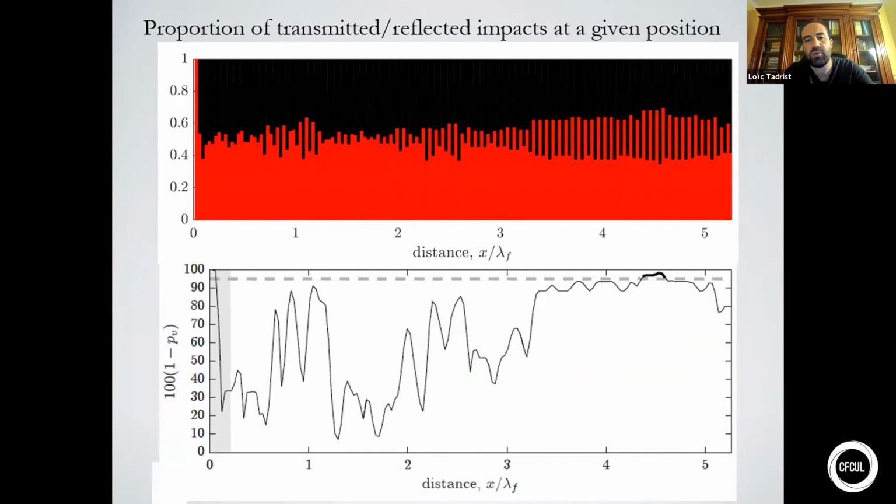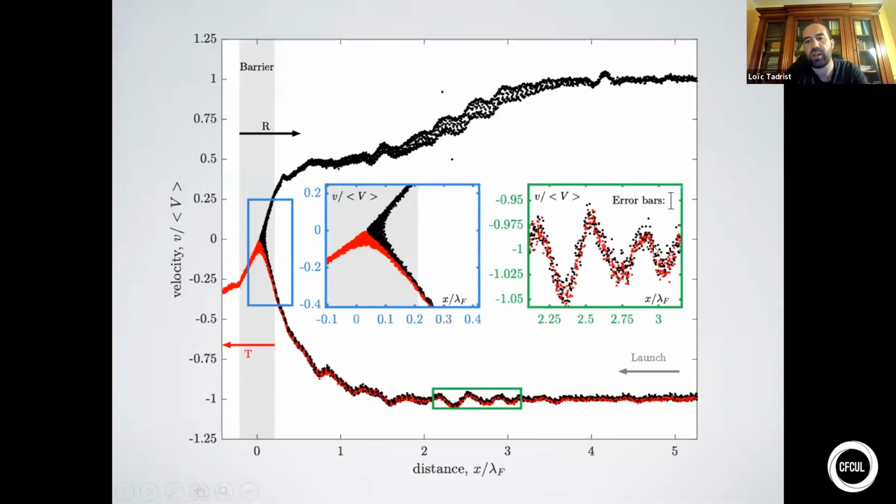So we tried to understand if we were able to predict the reflection of the particle far from the barrier just by looking at the impact position. That's what we did, and we tried to compare statistically two adjacent bins. What we show is that we cannot predict, based just on the position of the particle, whether it will cross the barrier or not.